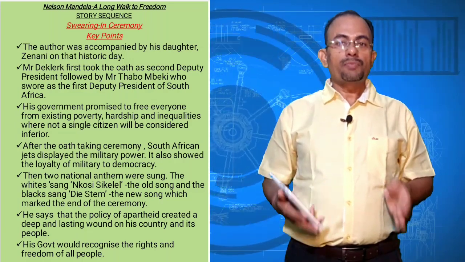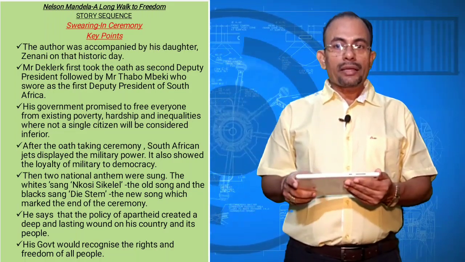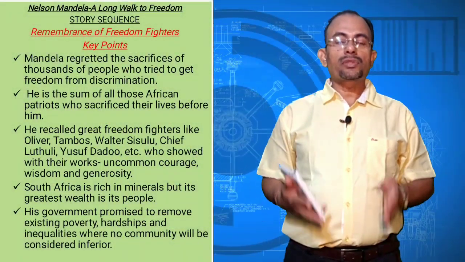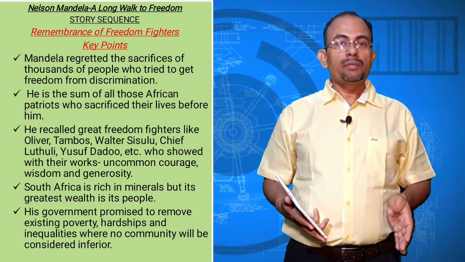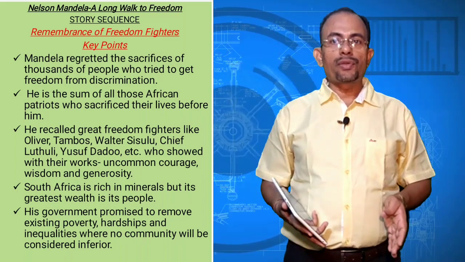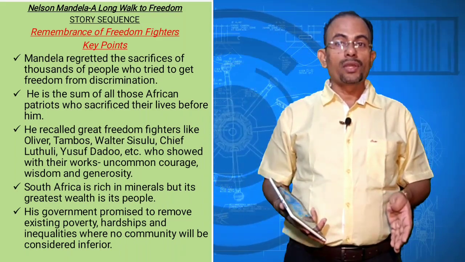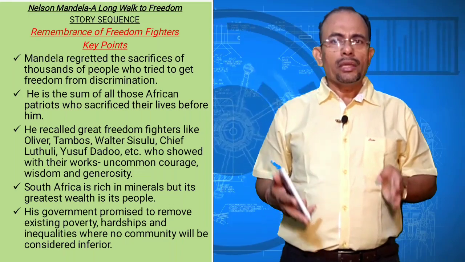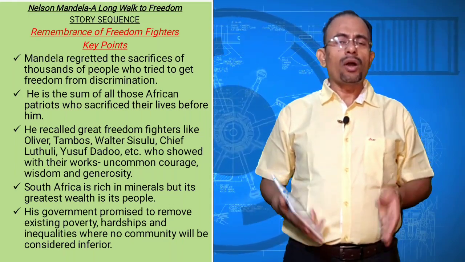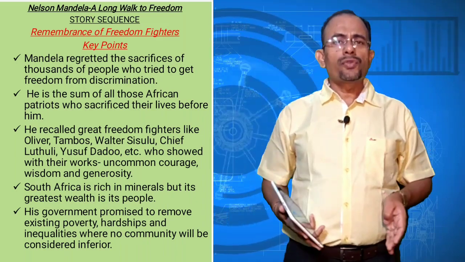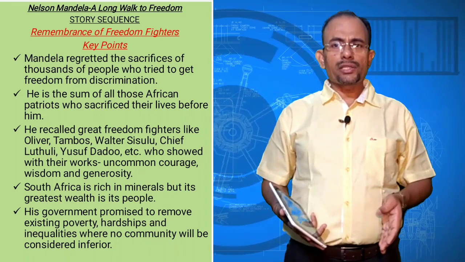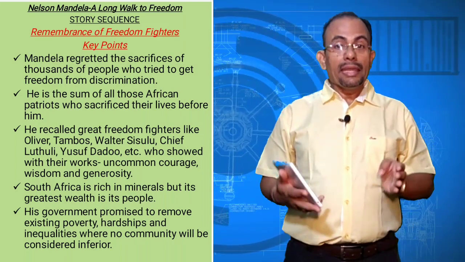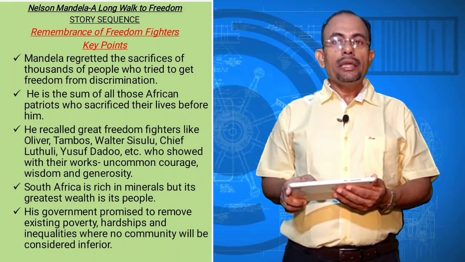Mandela says that the policy of apartheid created a deep and lasting wound on his country and its people. His government, therefore, would recognize the rights and freedom of all the people. Mandela regretted the sacrifices of thousands of people who tried to get freedom from discrimination. He is the sum of all those African patriots who sacrificed their lives before him. He recalled great freedom fighters like Oliver Tambo, Walter Sisulu, Chief Luthuli, Yusuf Dadoo, etc., who showed with their works uncommon courage and generosity. South Africa is rich in minerals, but its greatest wealth is its people. His government promised to remove existing poverty, hardships, and inequalities, where no community will be considered inferior.